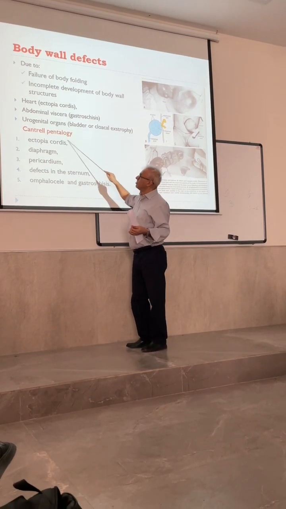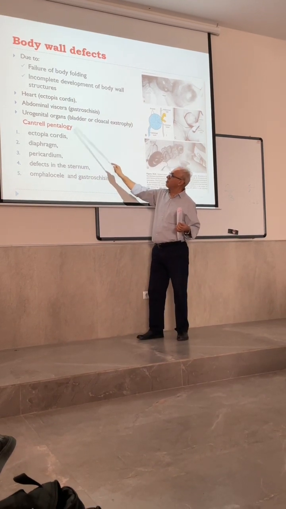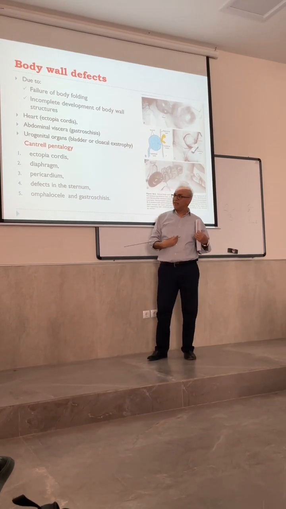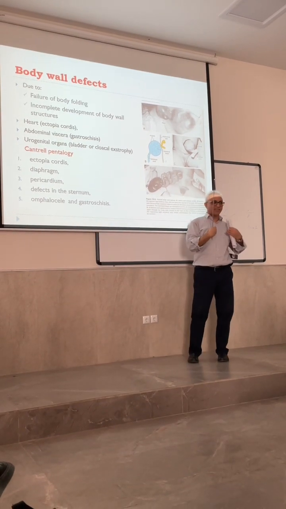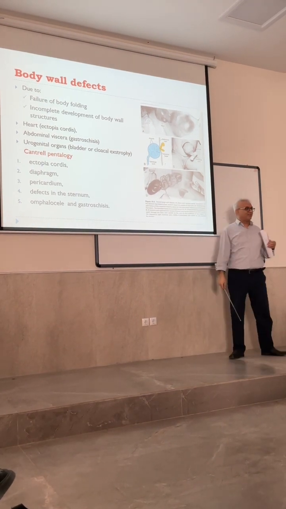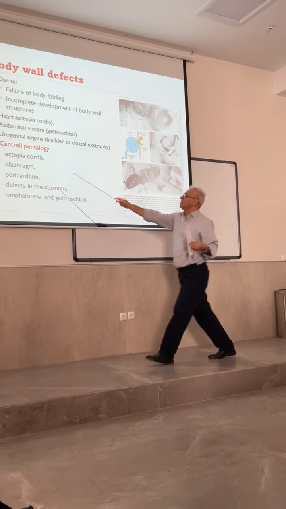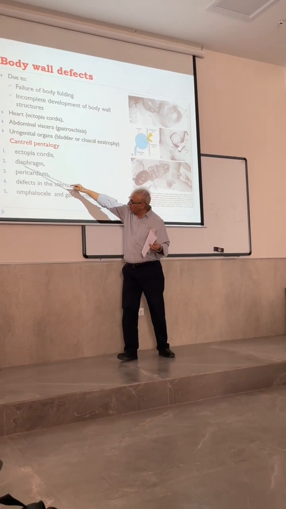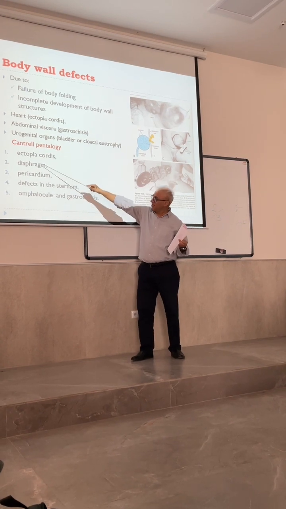Here is another association. We say the pentalogy of Cantrell means ectopia cordis, the diaphragm has a cleft, the pericardium has a cleft, a defect in the sternum, and omphalocele and gastroschisis. This is the folding. If it doesn't arrive together, we have a pentalogy, which means five abnormalities or defects with each other.